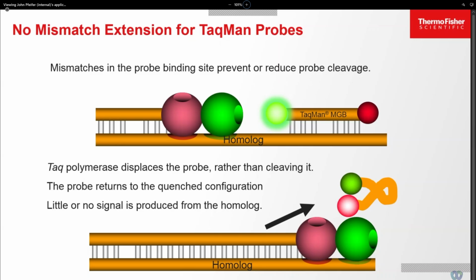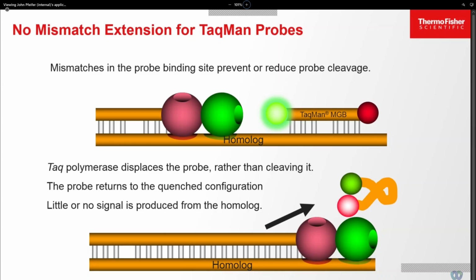Taq comes along, hits the mismatched probe. Now, because of those mismatches, the melting temperature, or Tm, of the probe has been reduced. It's been reduced to the point where it can no longer be cleaved by the polymerase. So instead of being cleaved, the probe is displaced from the homolog, where it instantly recoils back to its original quenched configuration. So that means, even though the homolog amplified, you didn't generate any signal from it. Therefore, your data remains clean.